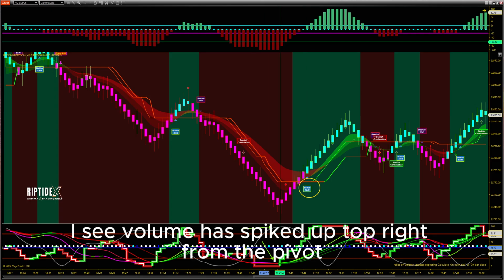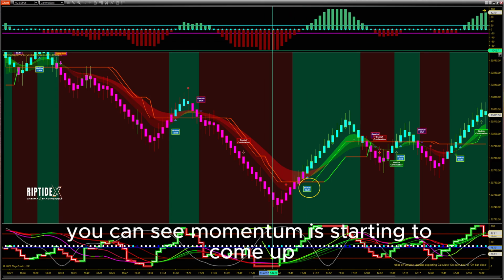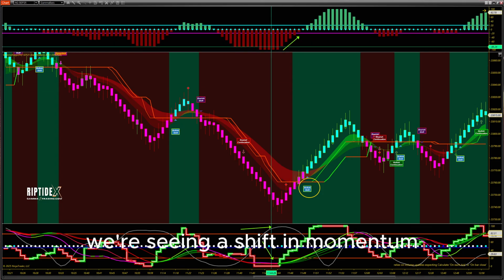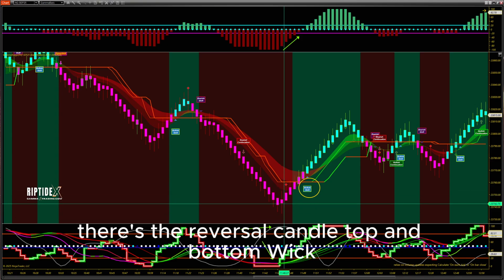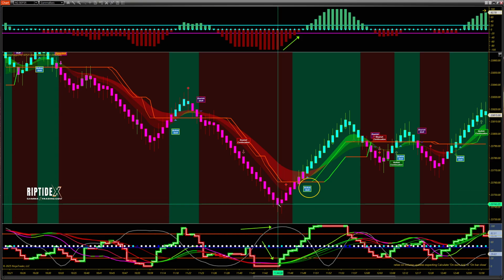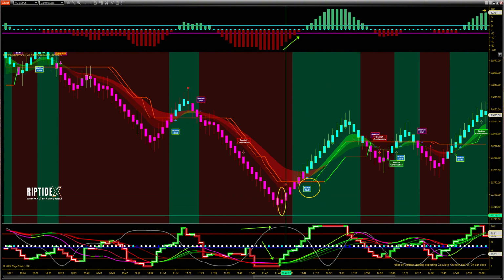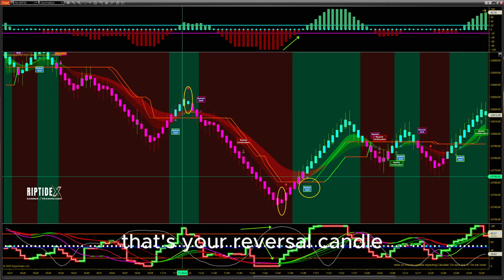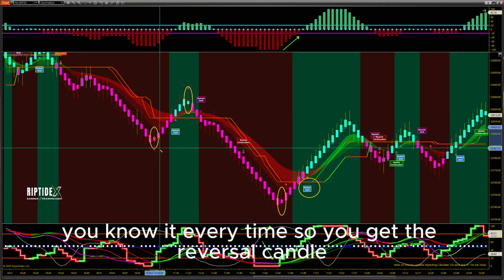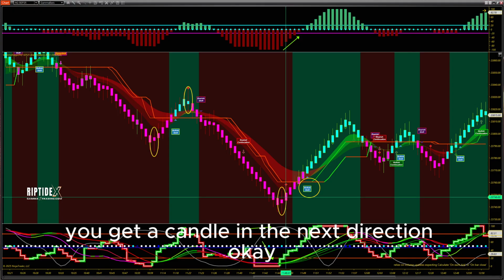Up top, right from the pivot, as we start going, you can see momentum is starting to come up. We're seeing a shift in momentum. Okay, there's the reversal candle, top and bottom wick. That's a reversal candle every time, right? You know it every time. So you get the reversal candle, you get a candle in the next direction.